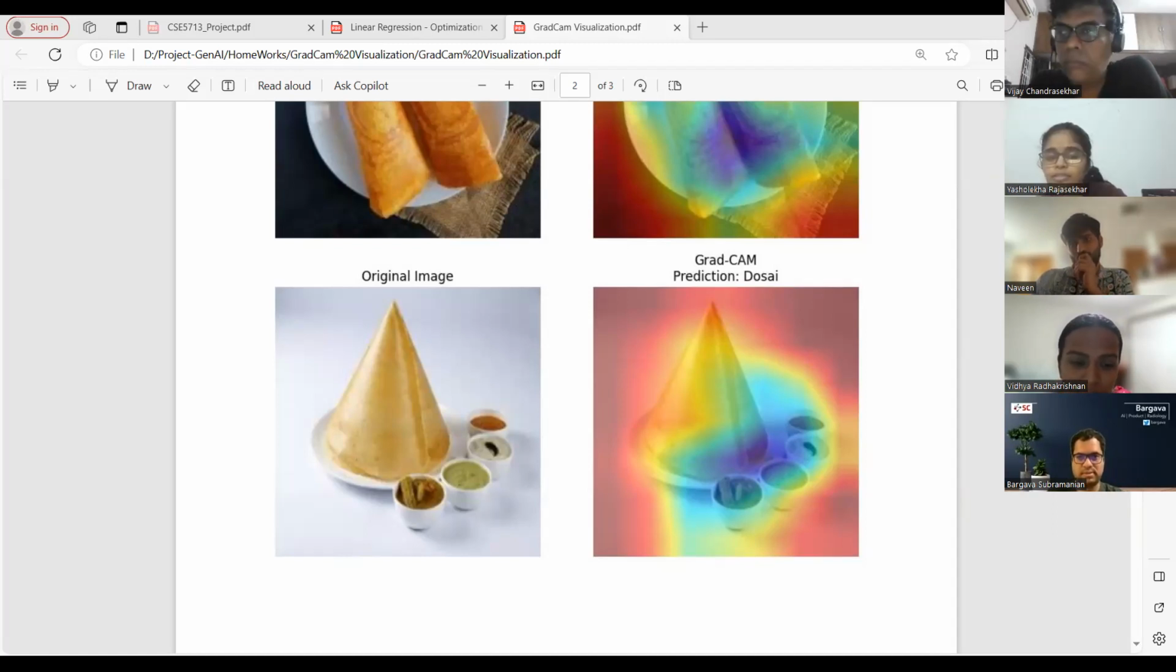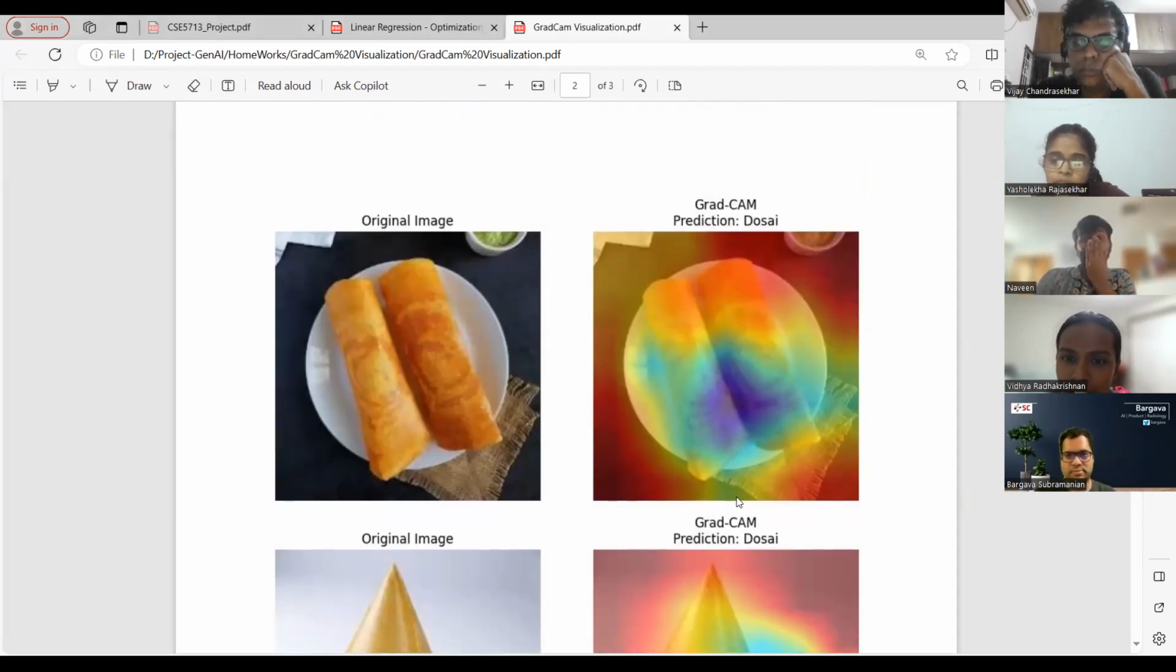I wanted to ask, how does it distribute the weights? How does it weigh out the image? What goes behind it? Yeah, I'm still learning on that.